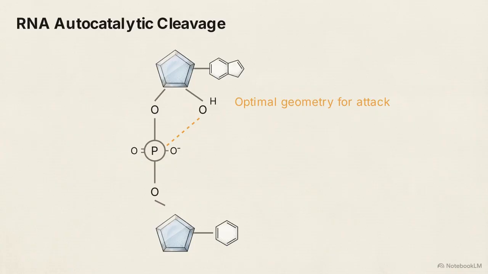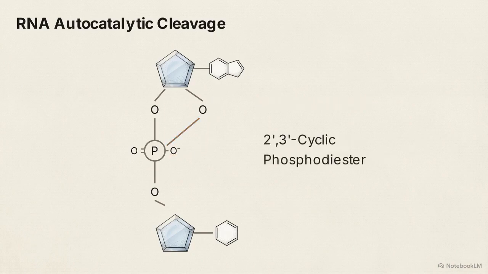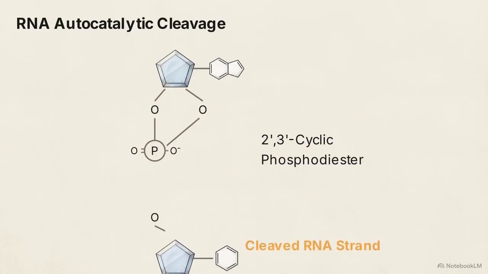The oxygen from the 2' group executes a nucleophilic attack on the adjacent phosphorus atom in the backbone. This attack forces the formation of an unstable intermediate known as a 2', 3' cyclic phosphodiester. To resolve this instability, the adjacent phosphoester bond connecting the next nucleotide snaps. The RNA strand cleanly severs itself.